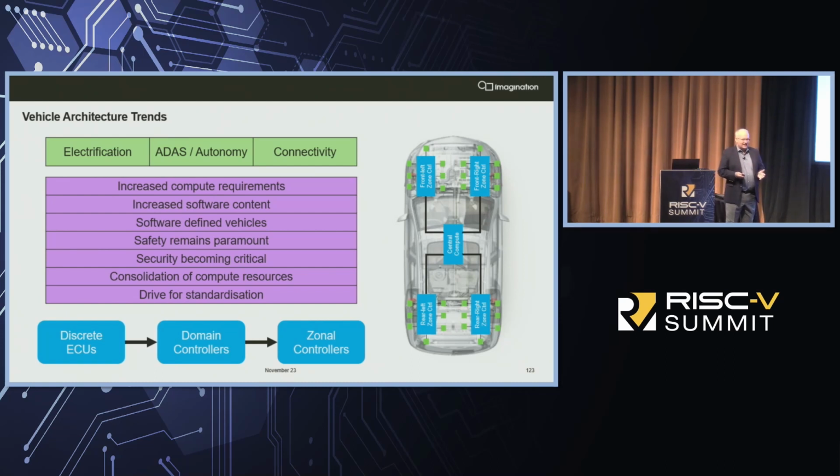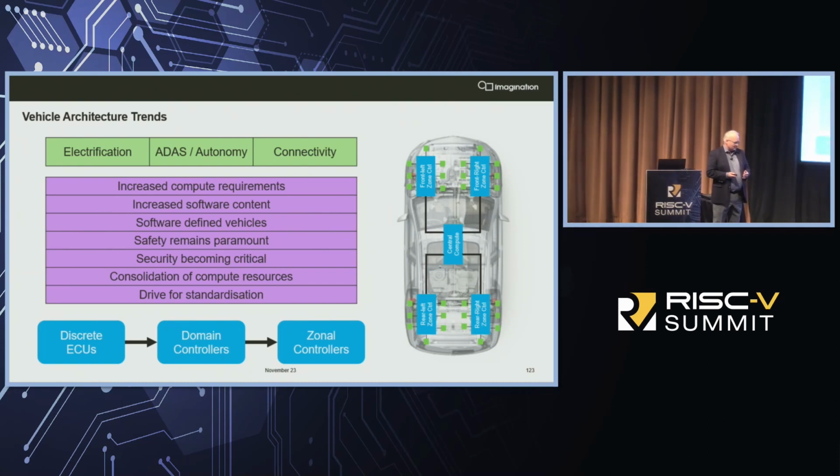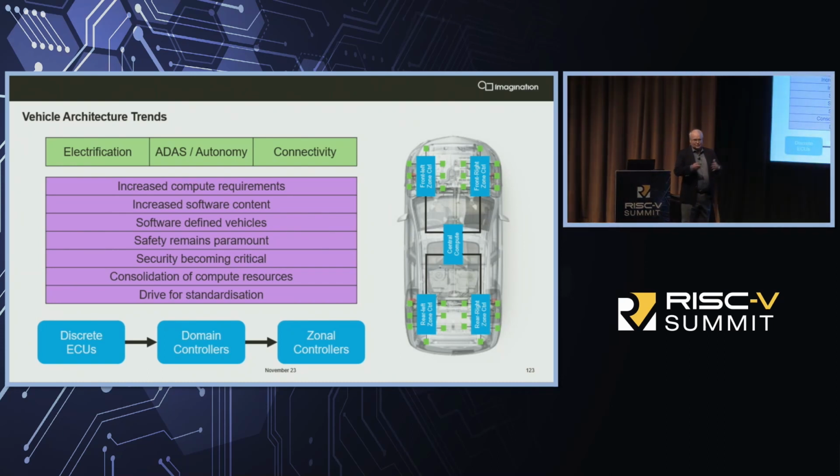We're familiar with the fact that electrification is little by little happening. We have, of course, autonomous driving. We have things such as connectivity. Connectivity within the car is changing. And all of those things, those very high-level functions, are actually driving changes within the architecture of systems within the car. There are increased computing requirements.